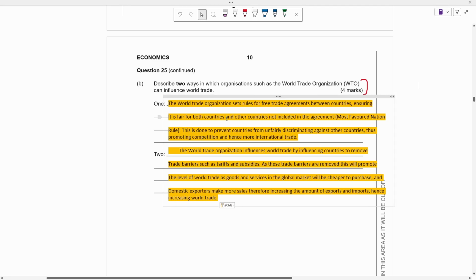So here, I just describe what the World Trade Organization does, and pretty much I give examples and just explain what they do, right? So World Trade Organization sets rules for free trade agreements, and then I give an example of a rule, explain that rule. Then over here for 2, also did the same thing. And again, this topic was removed out of the syllabus, so there's no point of studying it. Now let's go on to the next question.